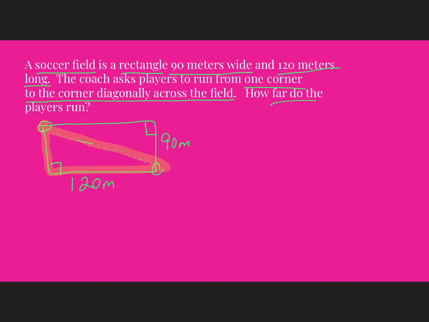And I know 2 of my sides. So this one is also 90. Remember, it's a rectangle. So, I'm going to write this. So I have 90 squared plus 120 squared equals my distance squared. Okay, that's not too hard. 90 squared is going to be 8,100 plus 120 squared is 14,400 equals my distance squared.